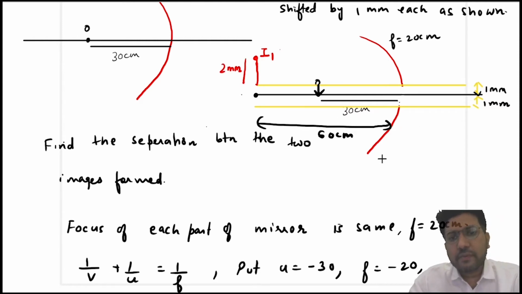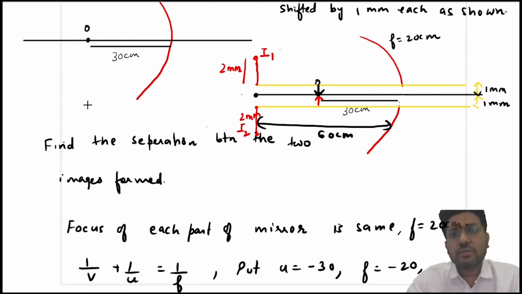Okay. Similarly, for the bottom mirror, what you will see? You will see again the image is formed at the distance of 60 centimeter, but again the magnification is minus 2. So the height of the image will be 2 millimeter and it will be inverted, right? So this time the axis is this line. For this mirror, this is the axis and this will be the height of the object, that is again 1 millimeter. But the height of the image will be inverted and 2 millimeter. So this is the image position, let us say I2, and this is also 2 millimeter.